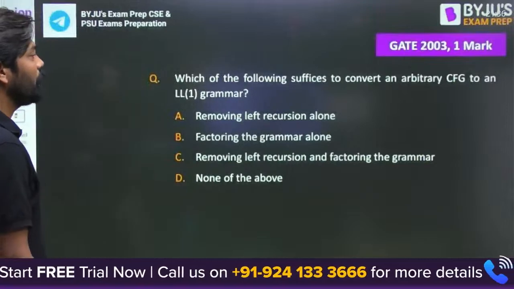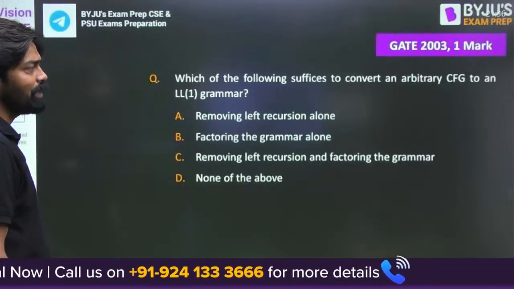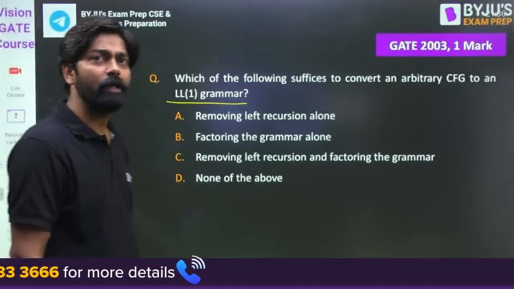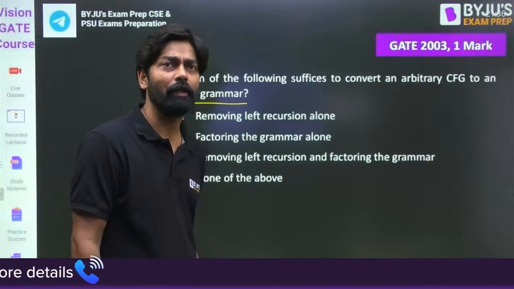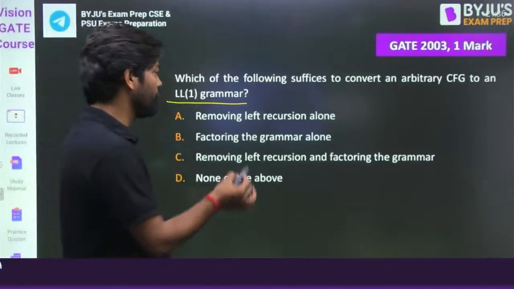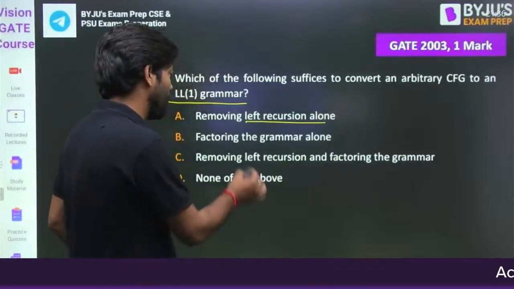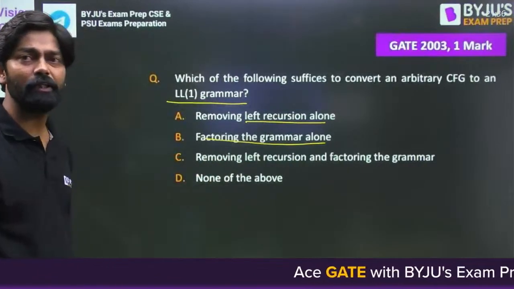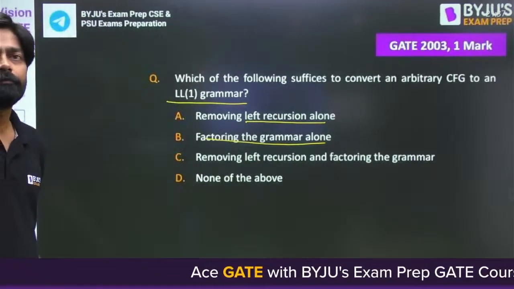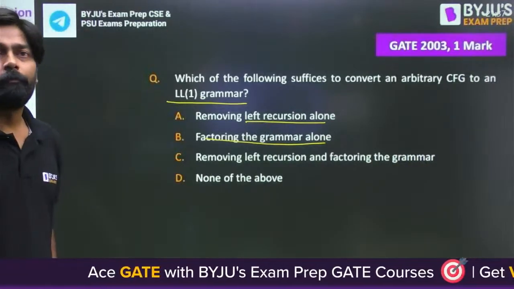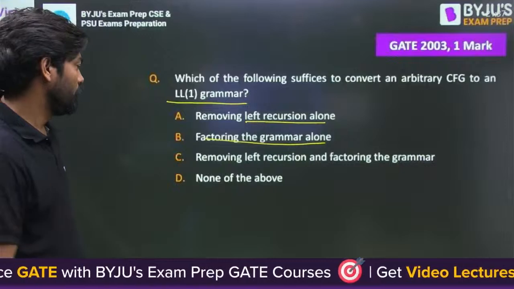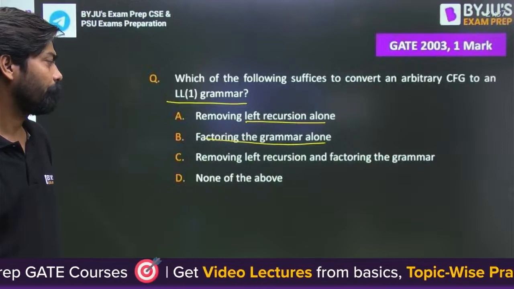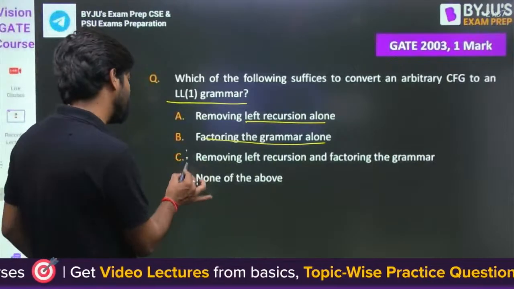Now see, which of the following suffices to convert an arbitrary CFG to an LL1 grammar? You should know about this one. Removing left recursion alone, factoring the grammar alone, or removing left recursion and factoring the grammar, or none of the above. What is the answer for this one? Can you please reply? So the answer for this one is C for Chennai, my dear friend.